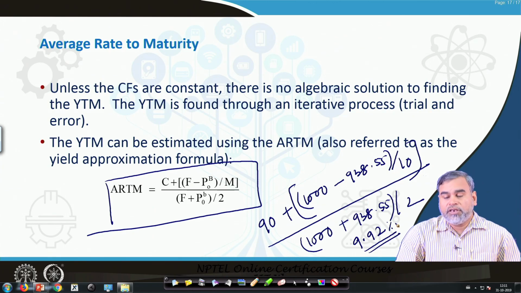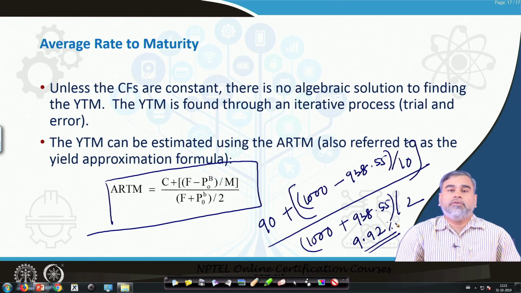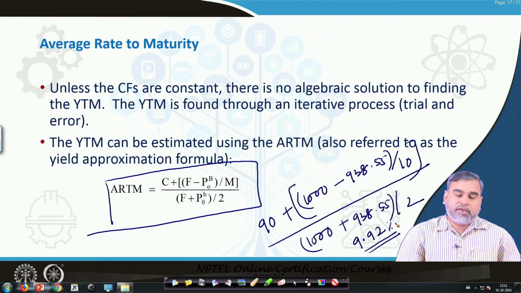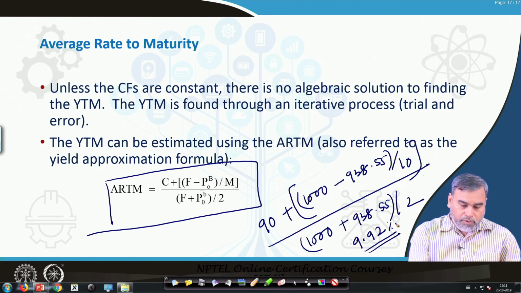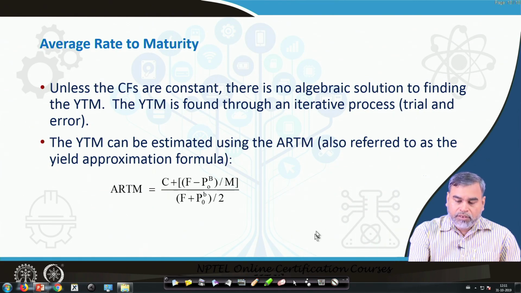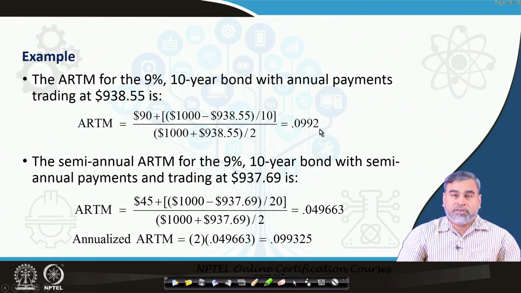But the actual yield to maturity in our case was 10%. That is why I said on a trial and error basis, if you want to find a close discount rate which can equalize that, then this average rate to maturity or approximate yield to maturity you can calculate using this particular formula. Then, in this case, just now 9.92% is calculated. If you go by the semi-annual way, it will be 9.93%, because there are some differences in terms of the pricing of the bond that we have already discussed.